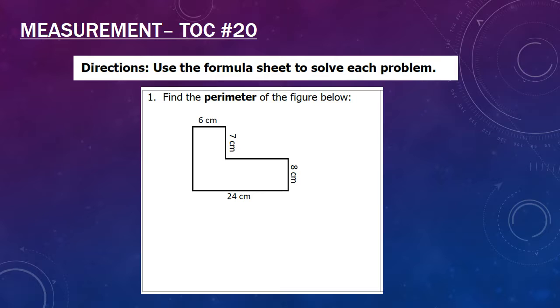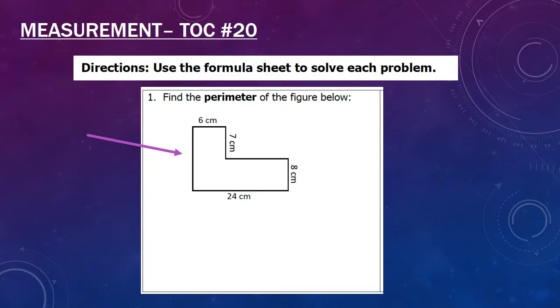So where these get a little bit harder is, you see you've got 6, 7, 8, 24, but you're missing that left side. And so you have to kind of be a detective and say, okay, well, how long would that be?